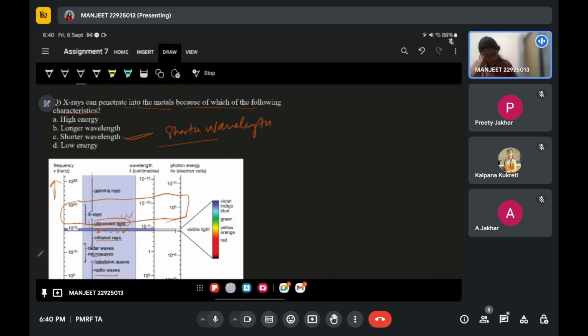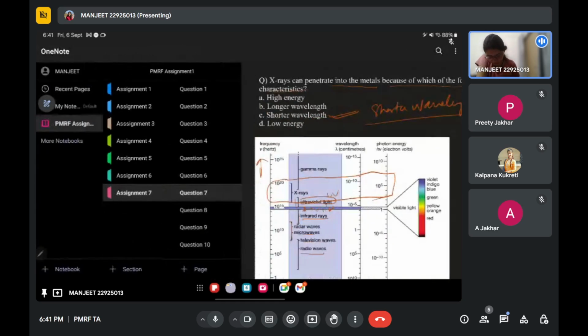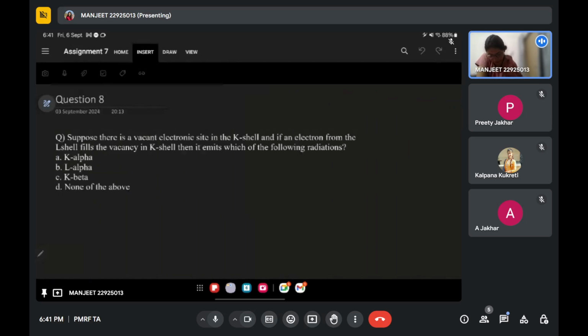X-rays have a shorter wavelength compared to that, and they have higher energy compared to the UV, visible, or radio and microwave energy. They have higher energy, so that's why X-rays can penetrate into metal. Okay, so this is the theoretical question. This is over. Let's move to question number 8.